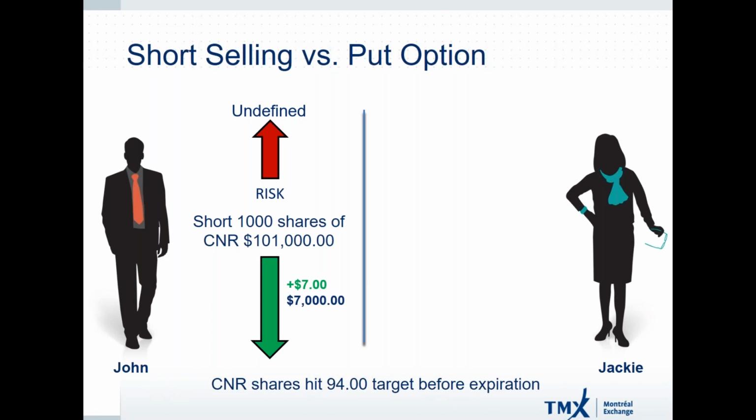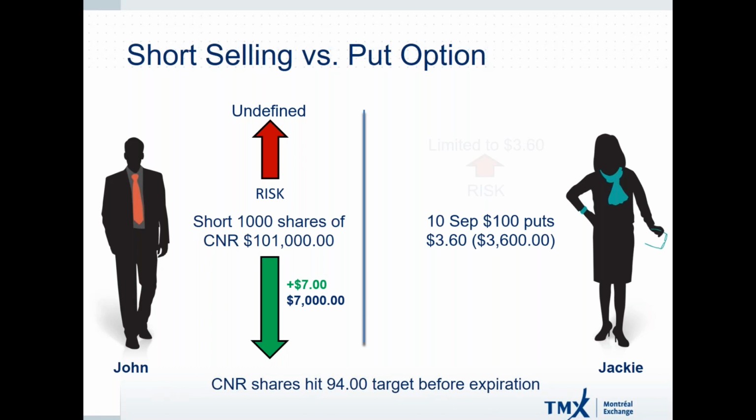Now, if the shares in fact drop in value, the opportunity for the short seller is that if the short seller sold at $101 per share and was able to buy to cover at $94, essentially the short seller has collected $101,000 and is giving back $94,000, and as a result keeps the difference. So in this case, the short seller would benefit by about $7 per share, or $7,000, but would have an undefined risk.